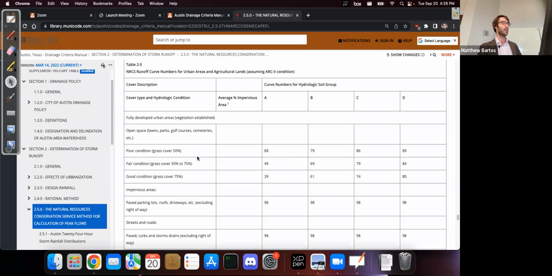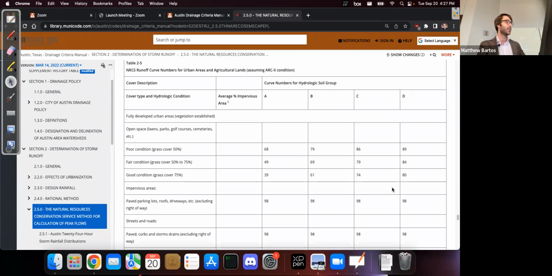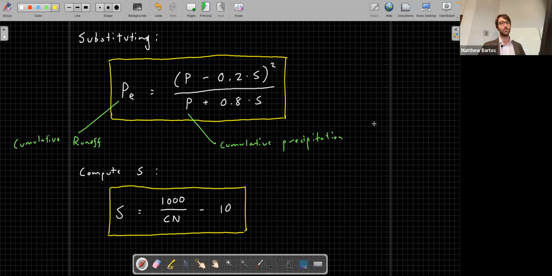Okay, so for instance, if you have open space, lawns, parks, golf courses, and a well-draining soil, you might have curve numbers in the range of 39 to 68. If you have completely impervious surfaces like paved parking lots, it's roughly 98, so very close to 100. This is really nice because it gives us tabulated values for the infiltration capacity of a given land area, whereas with the Green-Ampt method, you would need to experimentally determine the hydraulic conductivity and the matrix potential. So the SCS method makes it really, really simple to create models, essentially.